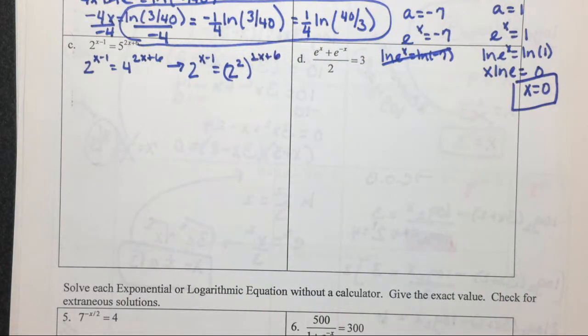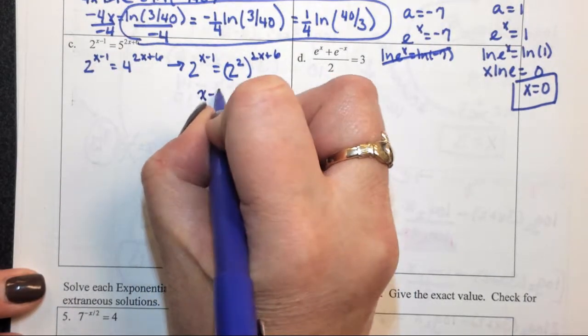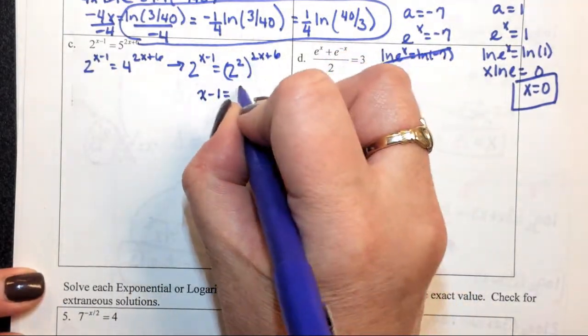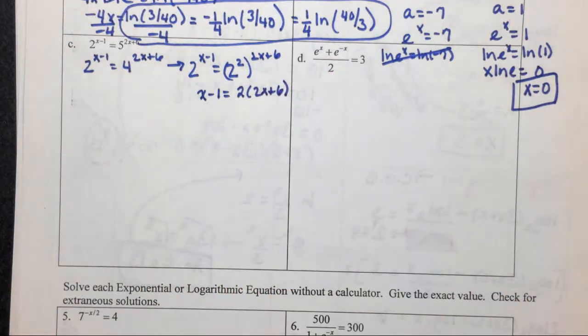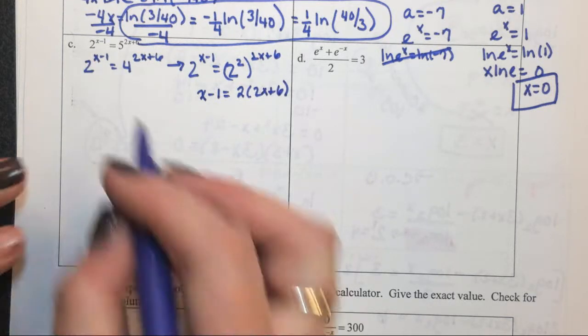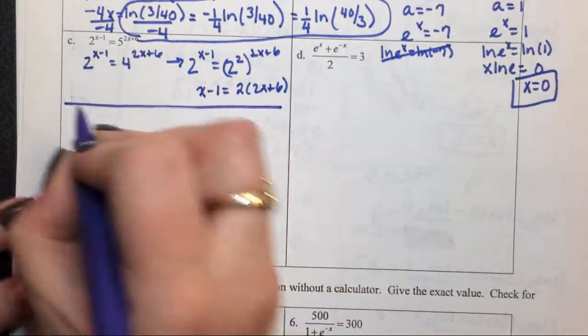Because then, if my bases are the same, what can you do with the exponents? You can just simply take your exponents and set them equal. So I could just then take x minus 1. Again, power to a power, you would multiply. And then you would solve from there. So it wouldn't be too bad. You just change that 4 into 2 squared. But that's not what we have, unfortunately.